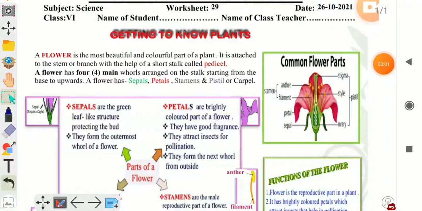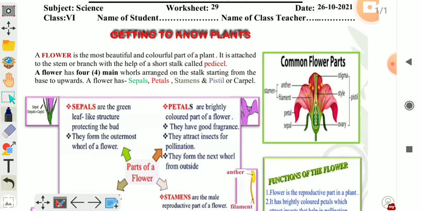Welcome children. Today's worksheet number 29, Getting to know plants. In this worksheet we will learn about parts of flower. A flower is the most beautiful and colorful part of the plant.